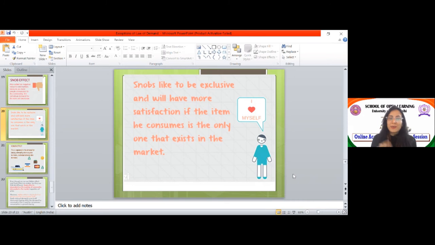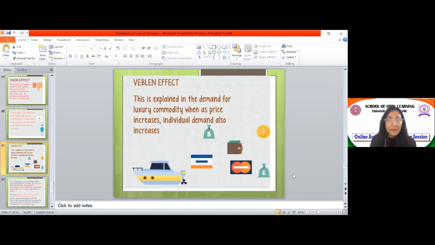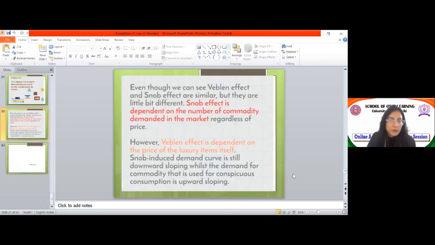Now, snobs like to be exclusive. You want to actually purchase something that is very exclusive, so he will have more satisfaction if the item he consumes is the only one that exists in the market. So you want to be very unique. So what is the Veblen effect? This is explained by the demand for luxury commodities, where as price increases, individual demand also increases. So that is a show-off thing. So what is the Veblen effect? It is about show-offs.